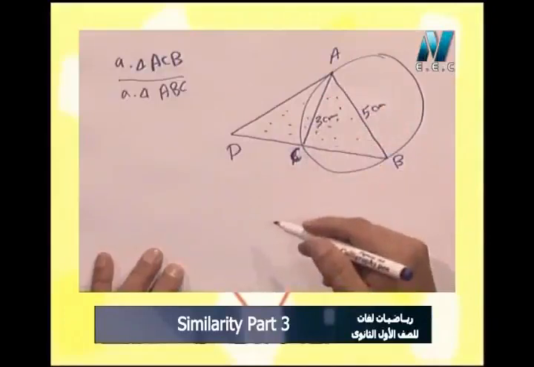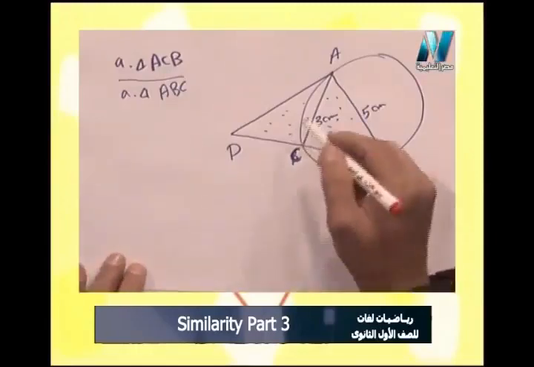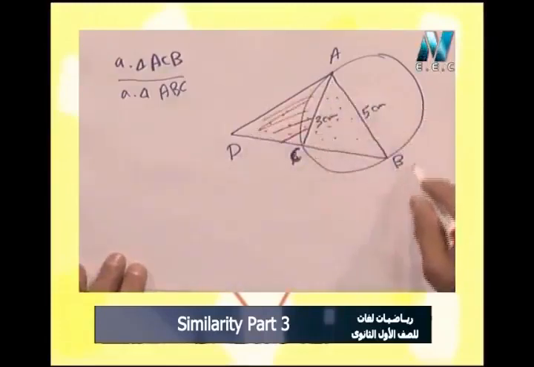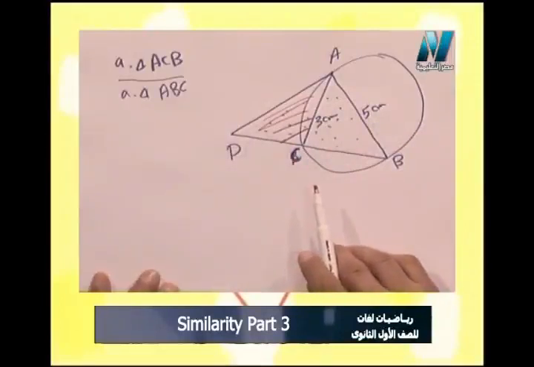We will try to find similarity. Similarity is our solution and our savior now. We have the small triangle ACD here and the whole triangle ABD. We try to find a relation of similarity between them.